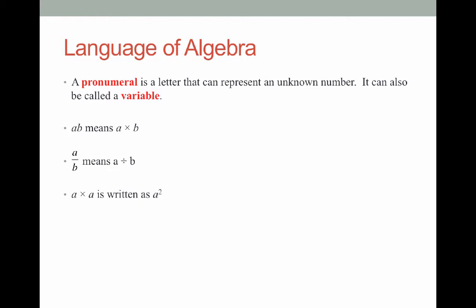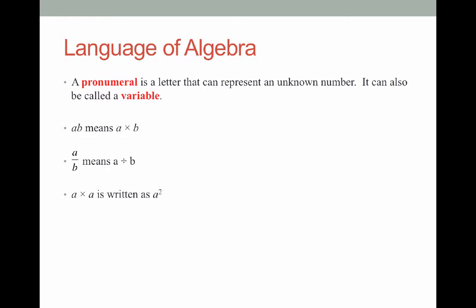First of all, let's talk about some of the language behind algebra. We use the word pronumeral to describe a letter that can represent an unknown number, something that we're not sure of. Because it can constantly change, we call this number a variable. We have some notation when it comes to variables. For example, when we have two variables next to each other, it means multiplication. So AB would mean A times B. And A over B would mean A divided by B.